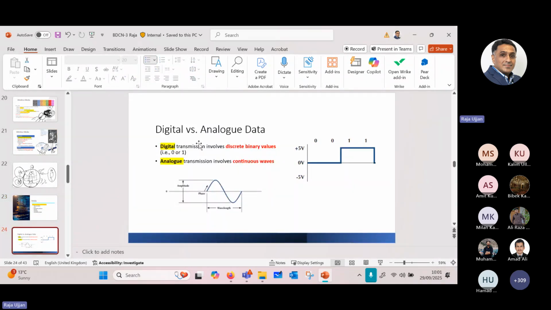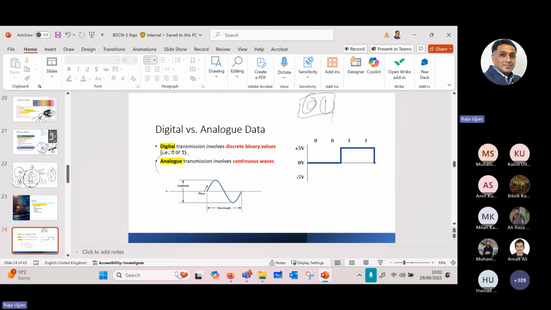Again, I'm not going to teach you deep mathematical things, discrete things, binary things, maybe Fourier things. We are just going to show you some information that you need to know. The digital and analog data: what are digital and what are analog data? Digital means a kind of discrete binary value. Discrete means ones and zeros. So our digital signals work with ones or zeros, zero or one. This is the only logic they use. I will show you why and how.